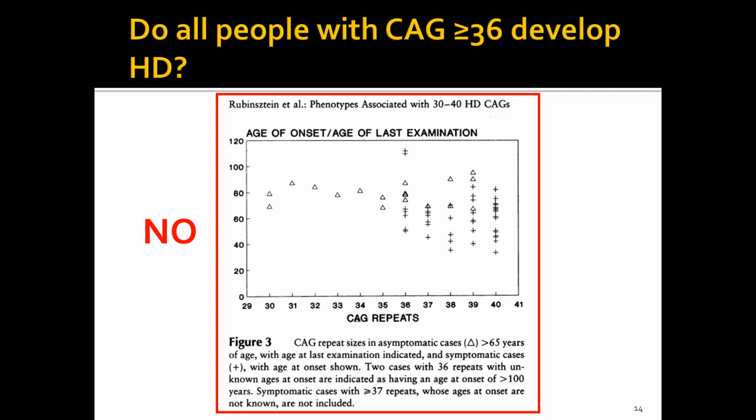So there's a range of people, highlighted here. This is where this category, reduced penetrance, comes from, in fact, where some people, represented by the crosses, developed HD as early as 40 years old. However, other people, represented by the triangles, were 80 years or older and did not have signs of HD. So this is where this category reduced penetrance comes from. In other words, you have a possibility of developing Huntington's if you have 36 to 39. However, clearly not all people do.